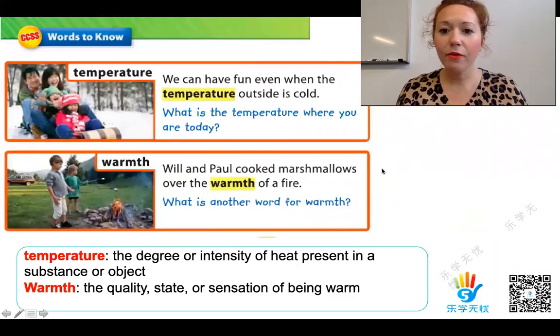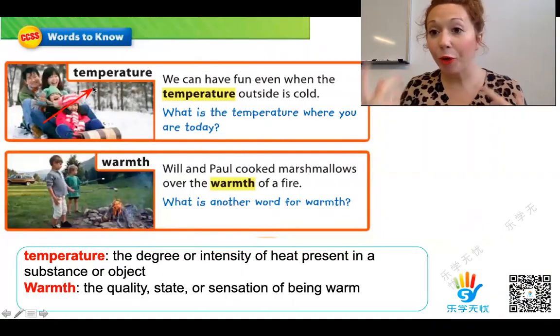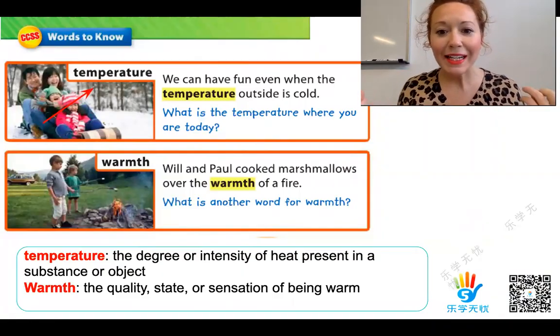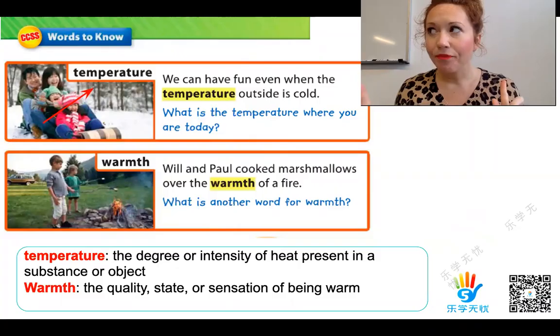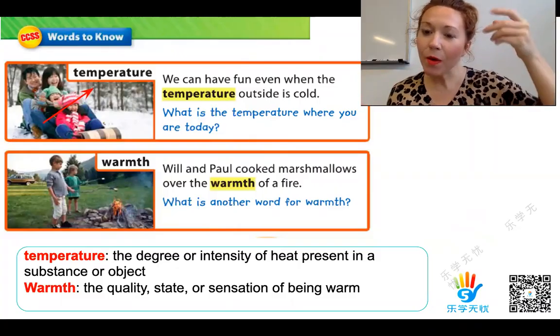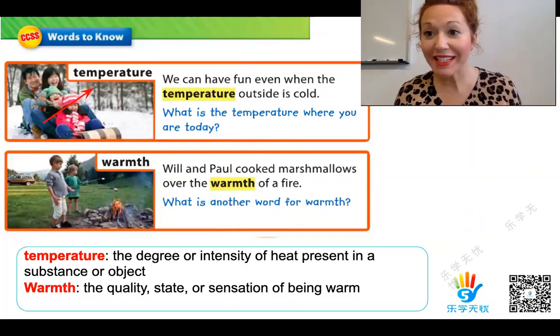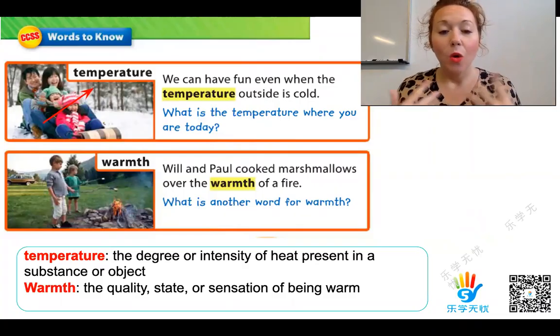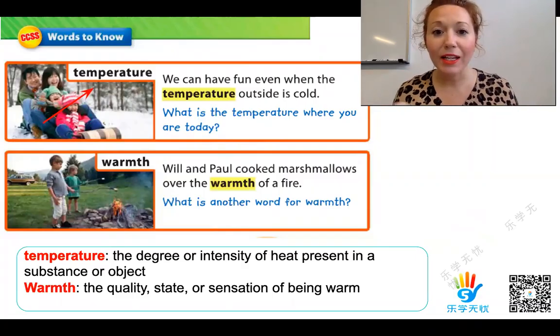Now we have temperature. Now, temperature is the degree or intensity of heat, right? So it could be how much heat is in something or how little heat is in something. We have fun even when the temperature outside is cold.